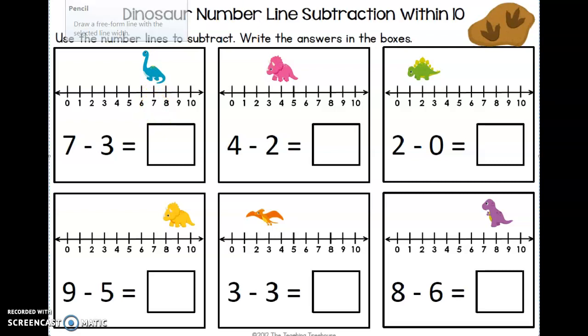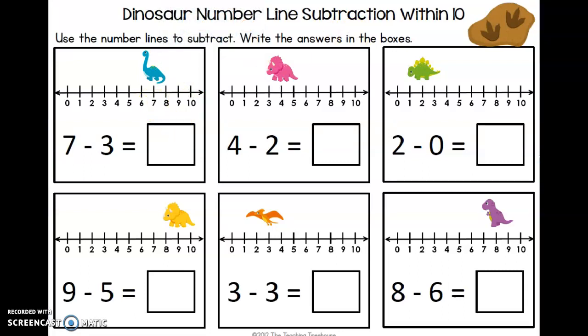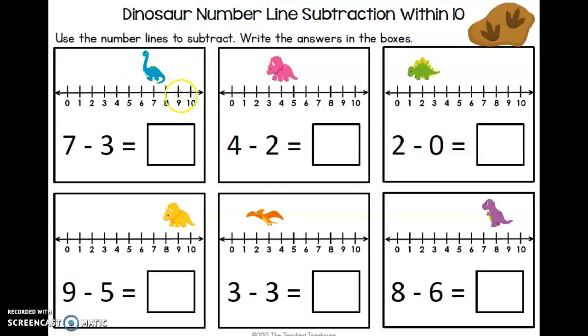Let's get a pencil. Let's get a marker. All right, so here is number 7. Let's get a highlight. Number 7. Instead of jumping this way, going up, we're going to jump down because we are subtracting, okay? We're taking away. We're not adding, we are taking away. So we're going to start at 7 and we're going to move the dinosaur 3 steps back.